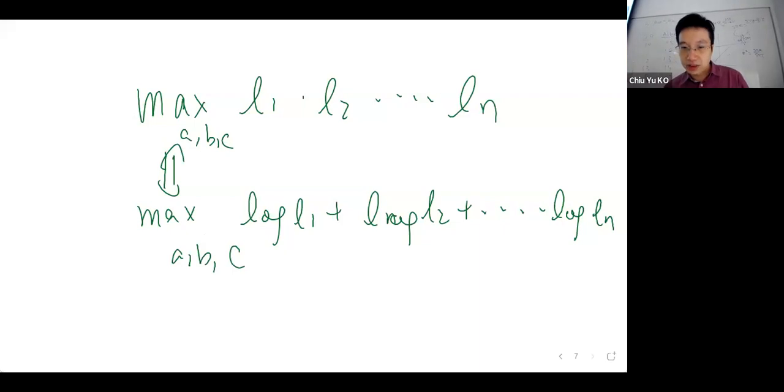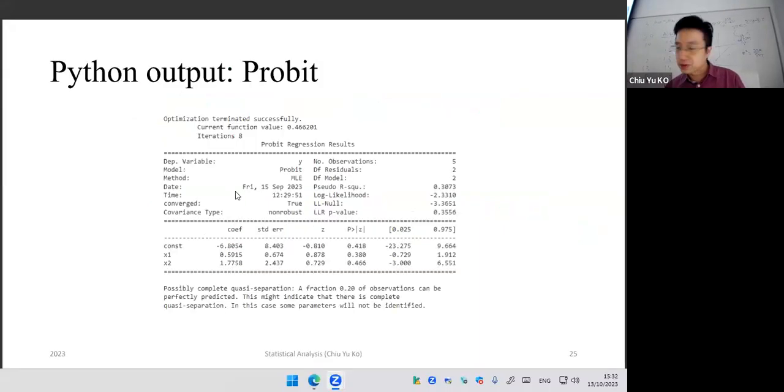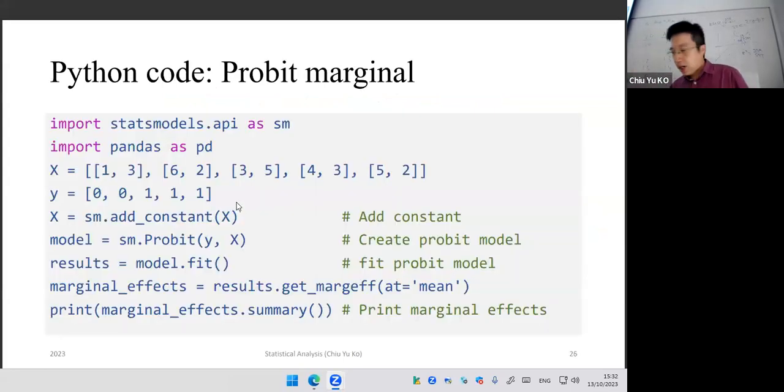But anyway, I know it's something tough for you to understand. Let me summarize before I break. The simplest thing you need to remember is that when you have y as 0, 1, you don't use OLS. You just use probit or logit, and that's done.